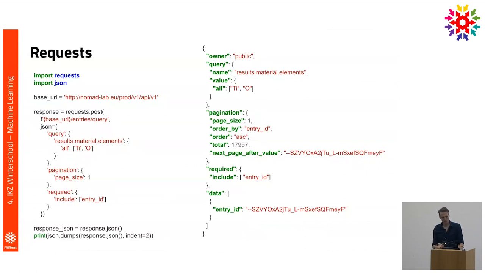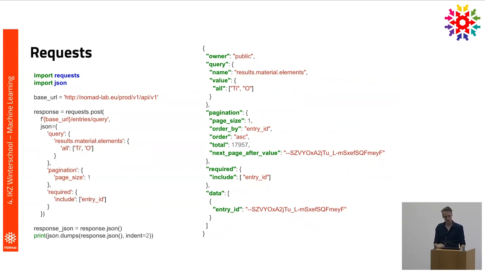So what are we doing here? We are saving a base URL. This is where the NOMAD API starts. We just keep it as an extra variable so that we don't always have to type out the whole thing. And then we issue a post operation towards this endpoint here. In NOMAD, we have an entries endpoint, and that has a resource query that you can post to. So you can post your queries, and then it will give you the query results.